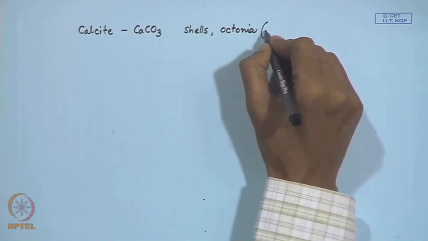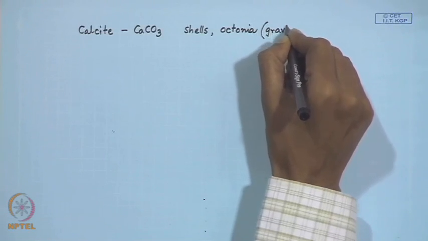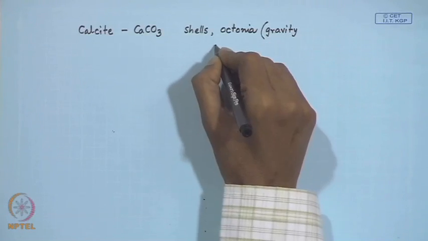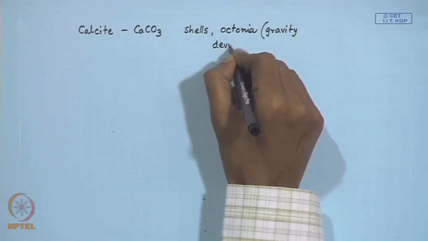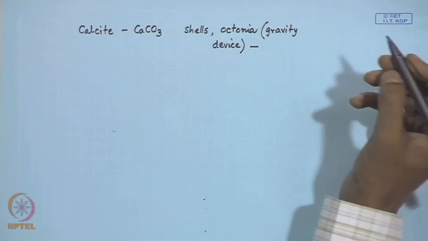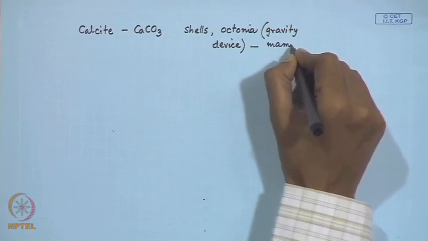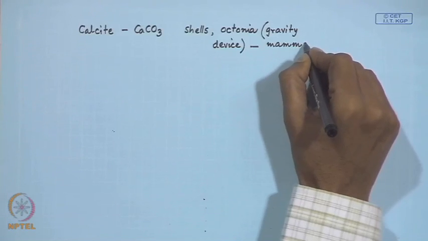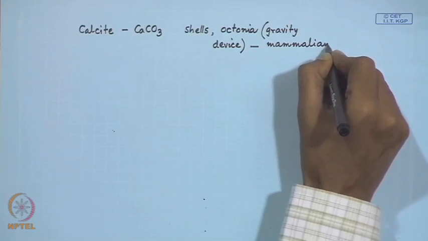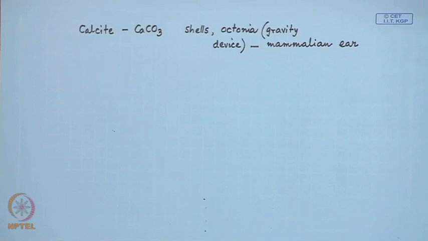And this otoconia is basically a gravity device, which basically controls our balance in the mammalian ear. It is present there.